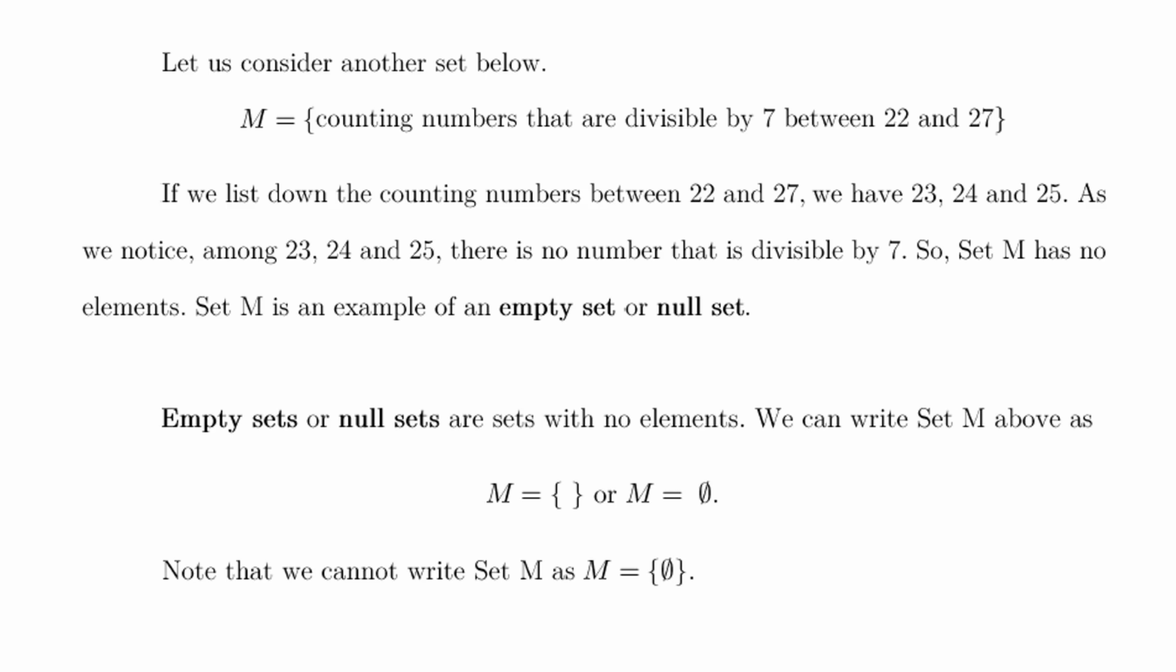So set M is an example of an empty set, or we call it a null set. What are empty sets or null sets? Empty sets or null sets are those with no elements. We can write set M in two ways: M equals empty braces, or M equals the empty set symbol. Note that we cannot write it like this.